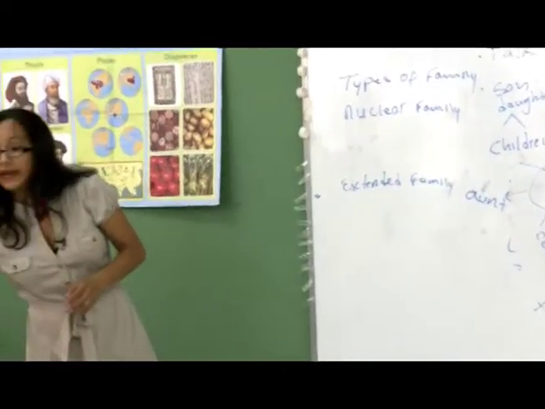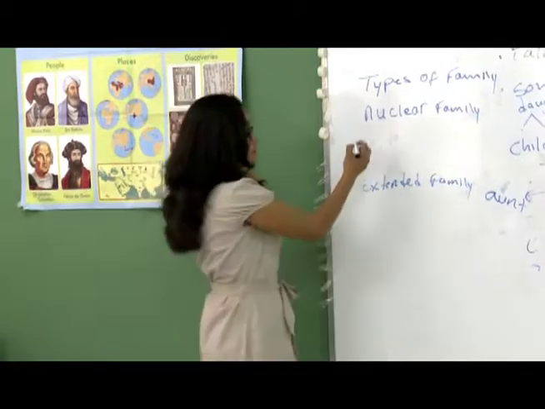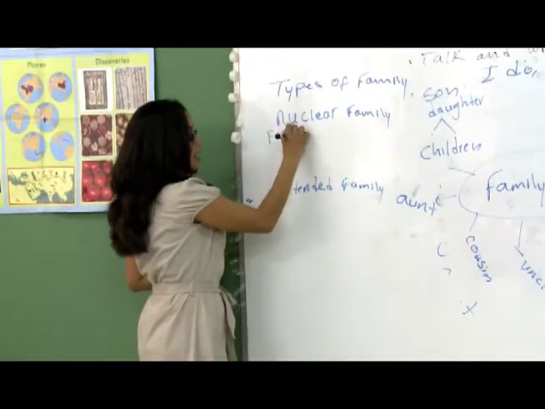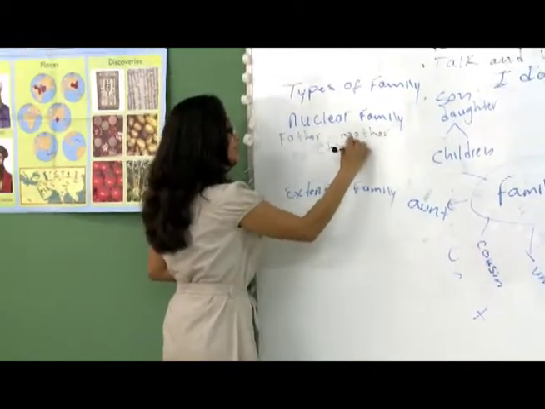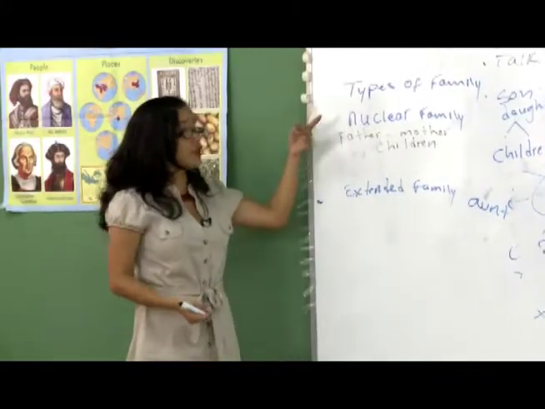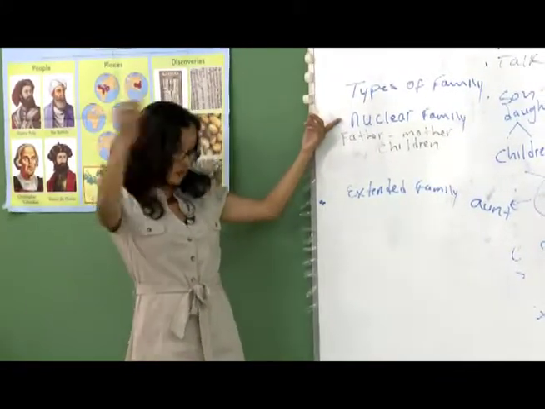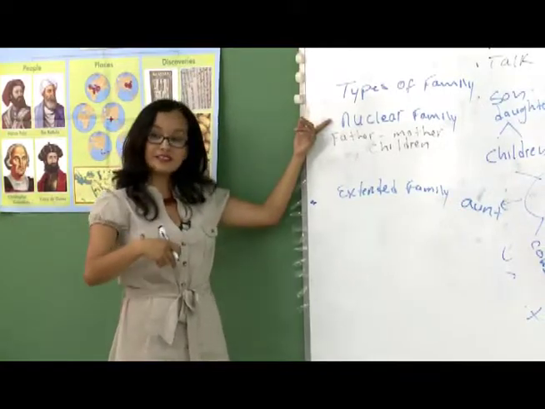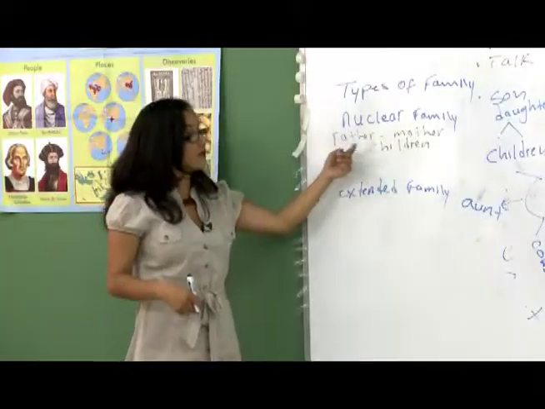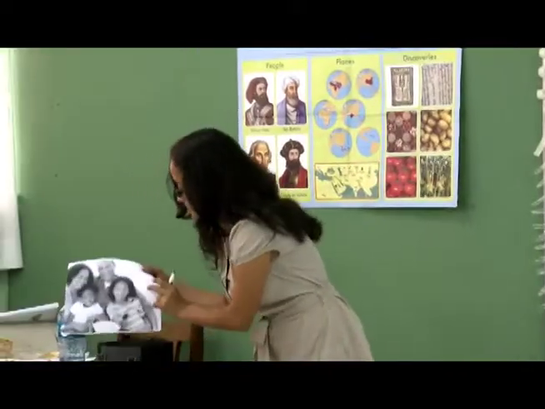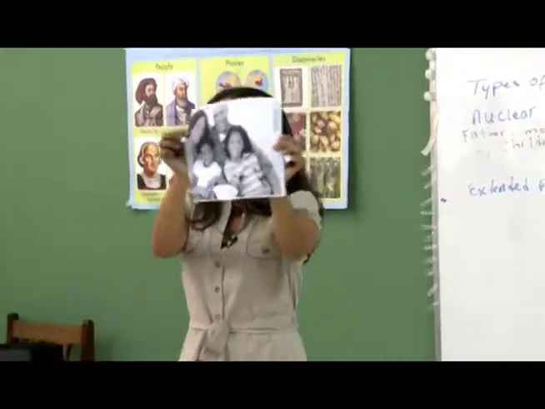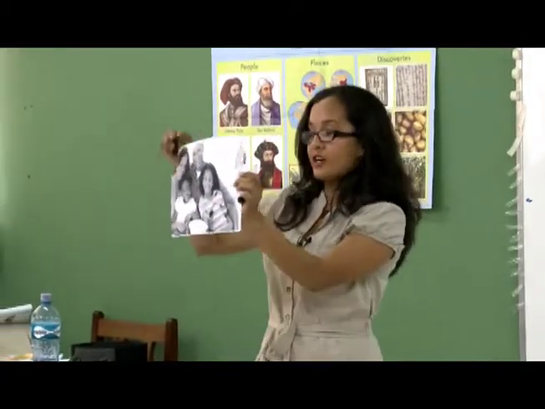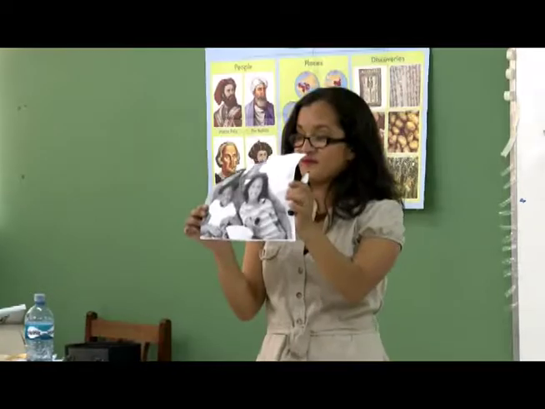Well, in the nuclear family, we usually have father, mother, and children. Everyone, nuclear family. 1, 2, 3. Nuclear family. Father. Mother. Children. And this is an example of a nuclear family. As you can see, we have mother, father, and children.